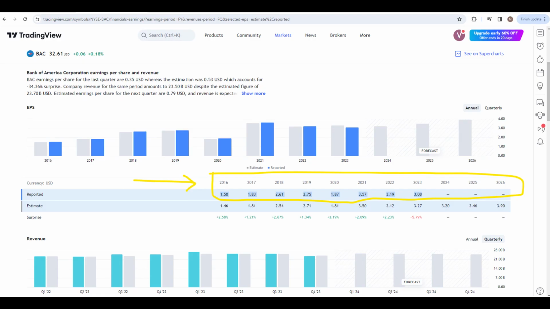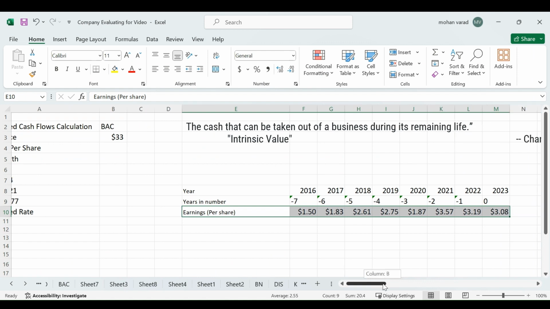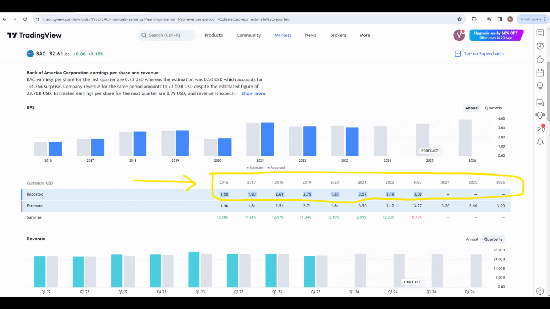Next thing is copy the earnings per share values from 2016 to 2023 for Bank of America from tradingview.com. It is always better to have a 10-year data set, but in my case I'm using tradingview.com, where they have given only a 7-year data set. So I'm just using whatever is available. But if you have more than that, like 10 to 20 years, use that.